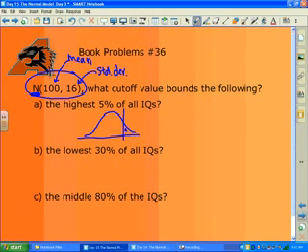Where am I going to shade? To the right, good. The highest 5%. Okay, so what does that mean? What do I need to find right here? Good, I need to find my z-score right there. How can I do that? I have an area, and I need to find my z-score though. I can't use the z.